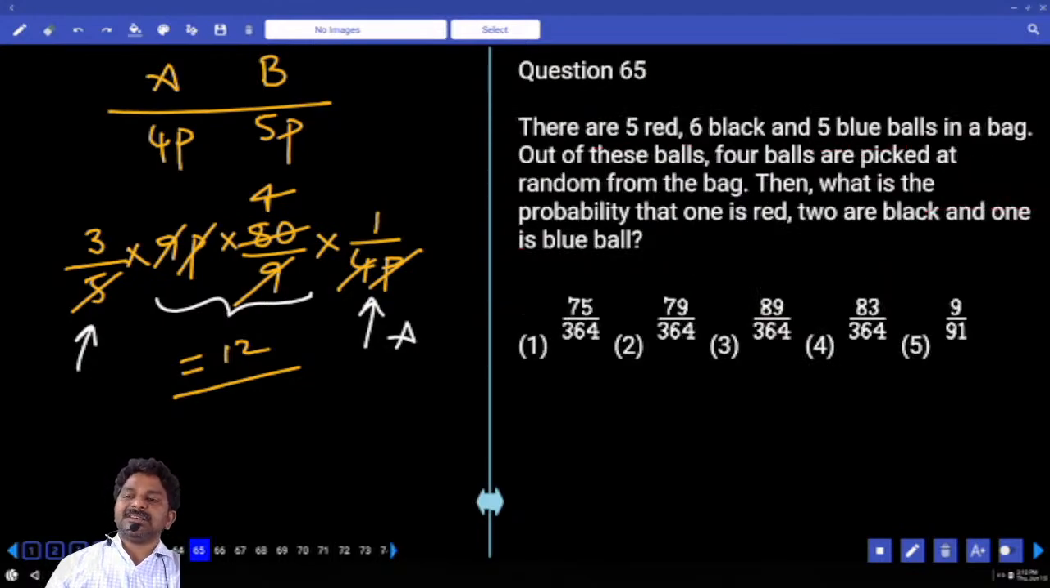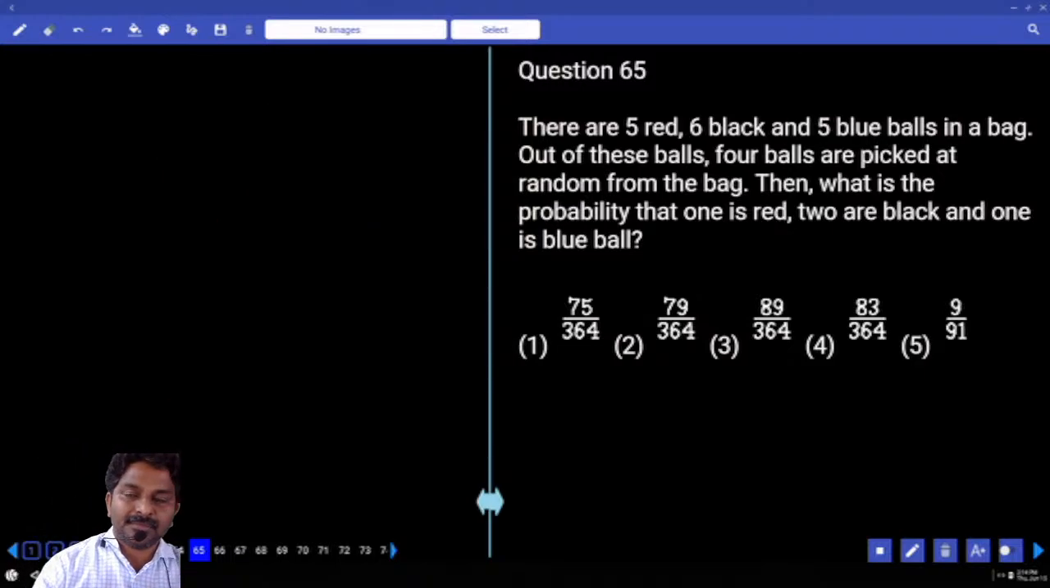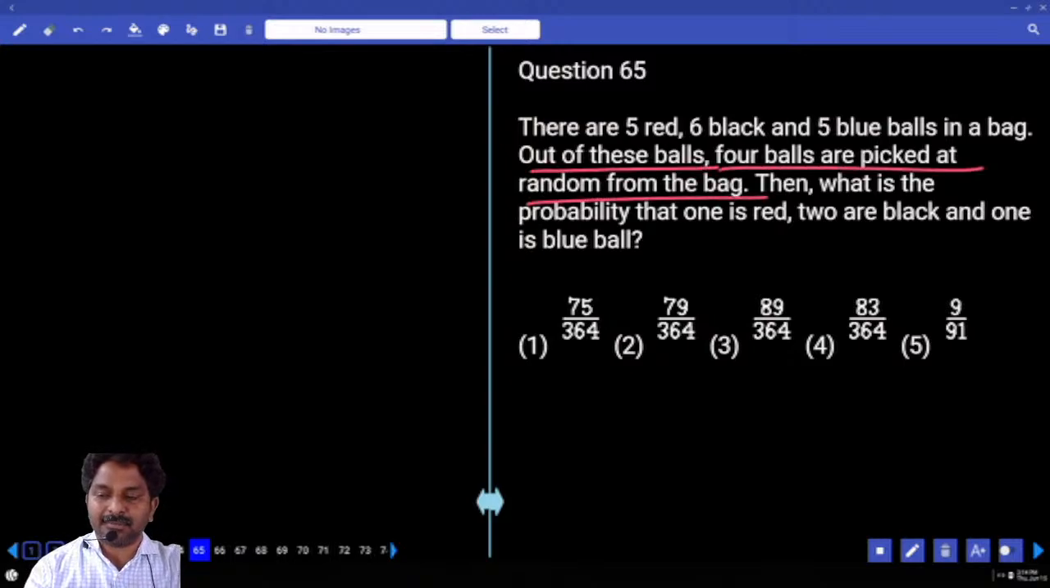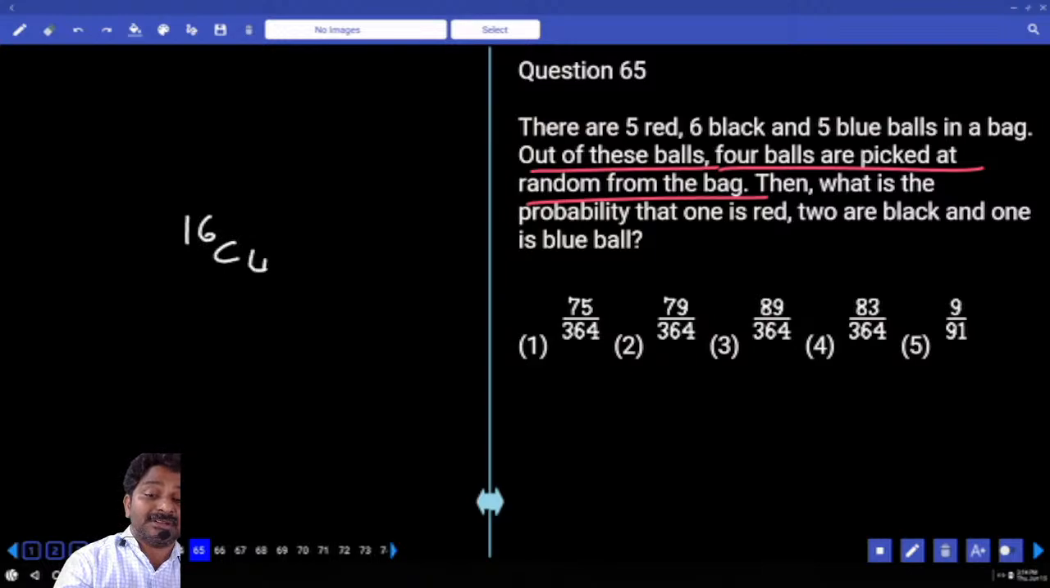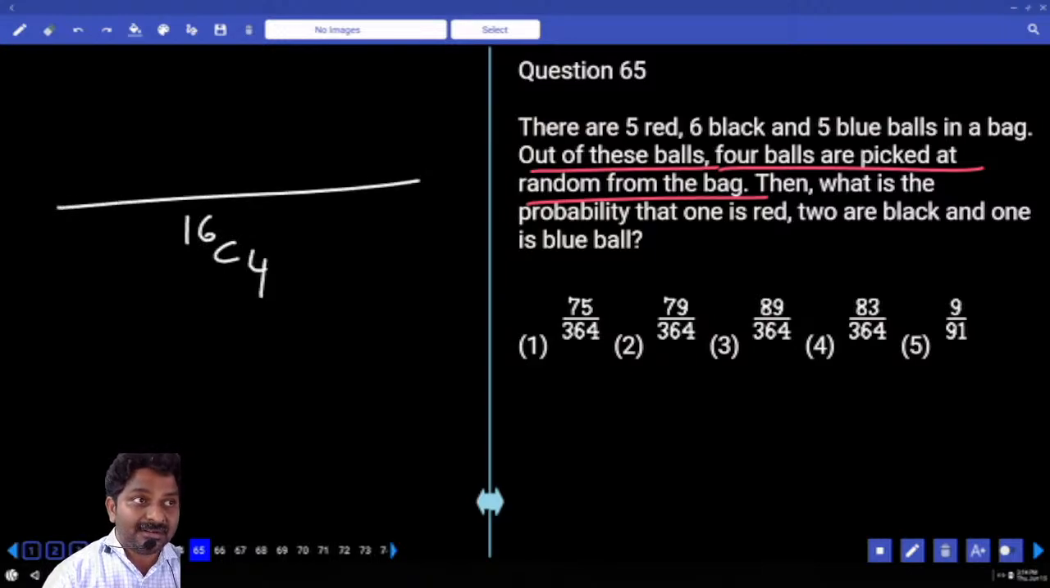There are 5 red, 6 black, and 5 blue balls in a bag. Total how many balls are there? 16. Out of these balls, 4 balls are picked at random from the bag. What is the probability that 1 is red, 2 black, and 1 blue? So out of 16 balls, we need to pick 4 balls. That can be done in 16C4 ways. 1 red from 5 red, 5C1.